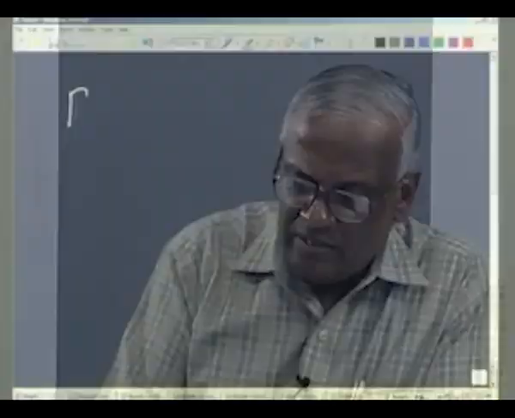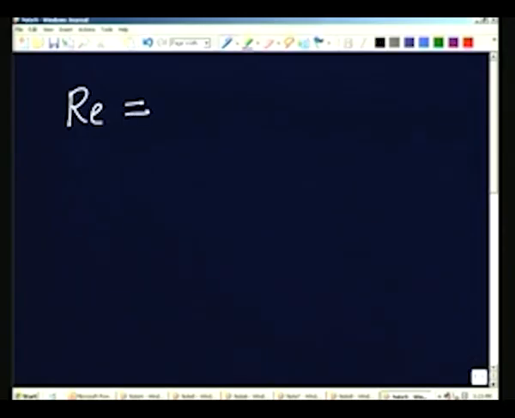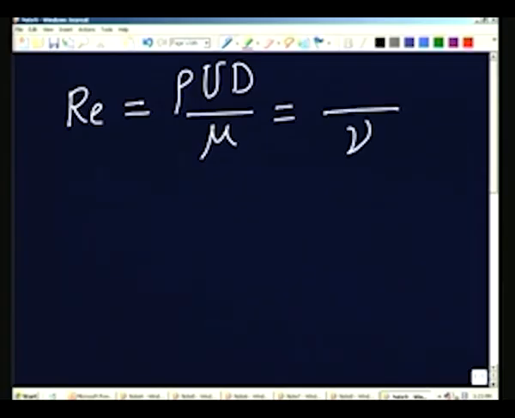So, let us look at the definitions of these 2, so that we will be able to appreciate what is going on. The Reynolds number, which is named after the physicist Reynolds, is given by rho u d by mu. Of course, mu is the dynamic viscosity. If you take mu by rho, it is the kinematic viscosity, which is usually given by the symbol nu. So, this also becomes u d by nu.